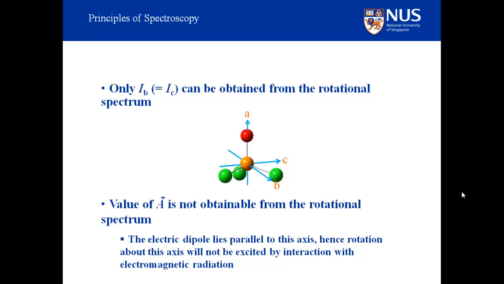However, if we rotate around the A-axis, you can see that there is no oscillating dipole moment associated with it. As you rotate around the A-axis, the dipole moment is still pointing upwards and it remains unchanged. It doesn't oscillate with time. No oscillating dipole moment results, and so it cannot couple with the electric field of the photon, and so it is not surprising that the selection rule tells us that we are not going to get any information about this in the rotational spectrum.